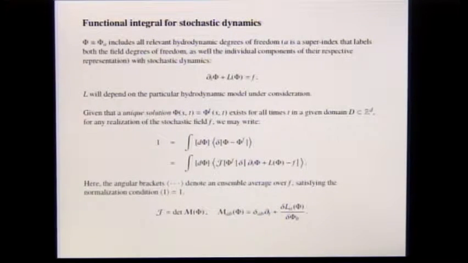We can write the one in terms of a functional integral with respect to the hydrodynamic variables and an averaging, ensemble average, over the realizations of the stochastic force. So I choose a measure in such a way that the normalization condition is satisfied, so the measure for the stochastic forcing. And by a simple change of variables, I can write this delta function here in terms of the original equation of motion.